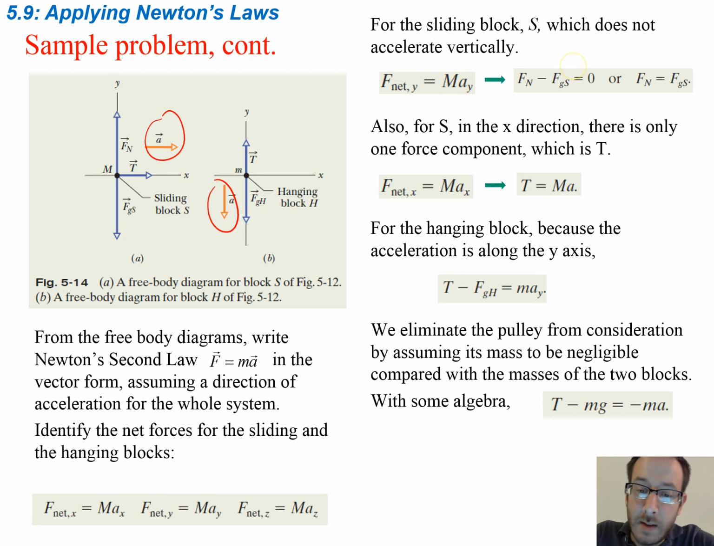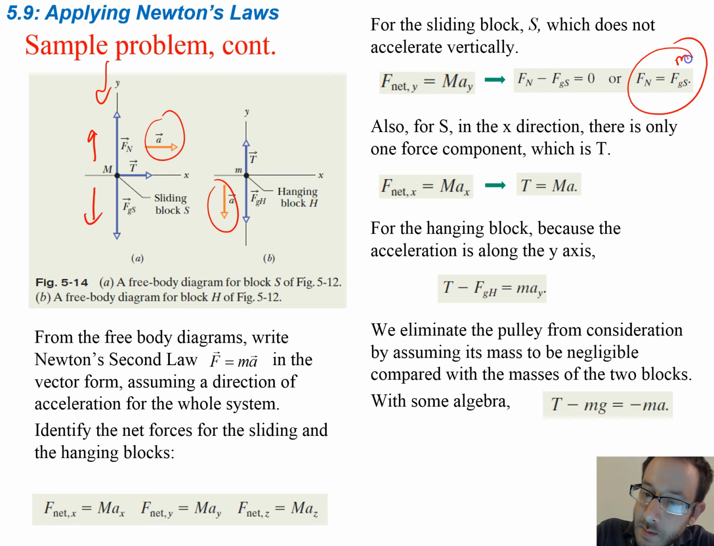All right, well, like we said, there's no acceleration in the y direction for this mass, so the right side of the equation is going to equal 0. So you sum all the forces together: you just have the normal force going up and the force of gravity going down. We put a negative sign in front of the force of gravity because it's going down. Set that equal to 0. Through that equation, we see that the normal force is just going to be equal to the force of gravity, which is just Mg. Also, for S, in the x direction, there's only one force component, which is T.